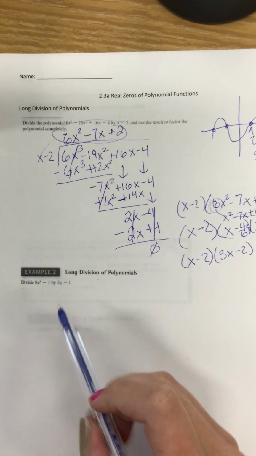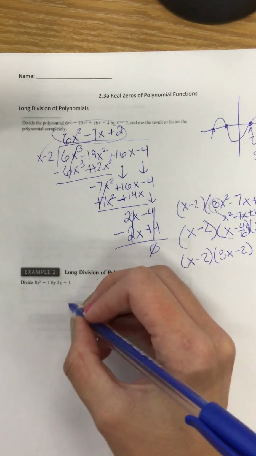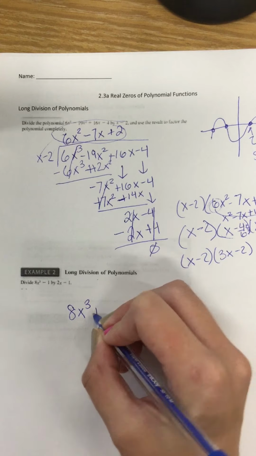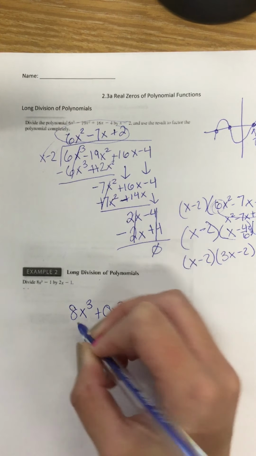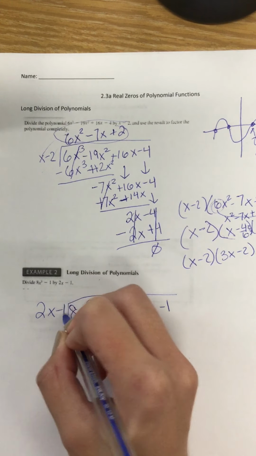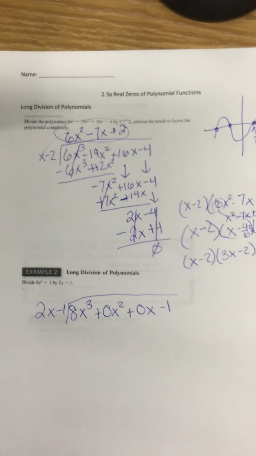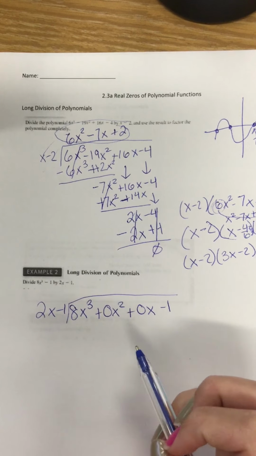Let's do another one. 8x cubed minus 1 divided by 2x minus 1. So the thing that we have to be careful with is this has some terms. Where's our x squared? We don't have any. Where's our x? We don't have any in our minus 1. We have to put zeros in those places. Otherwise, this is going to make a really big mess for us because we don't actually have those values there, and so they still need to be there as placeholders.